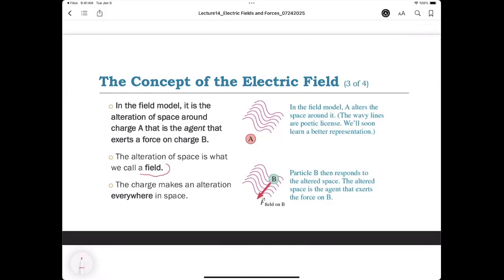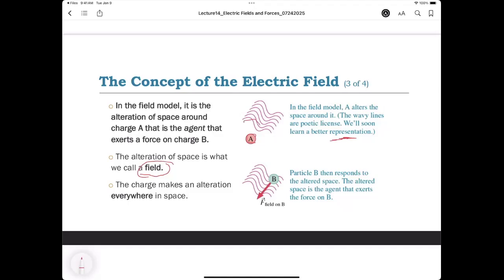The alteration of the space, we call it a field. The charge makes an alteration everywhere in space. You can see it in the field model: A alters the space around it. We will soon learn a better representation; there will be a better representation later.